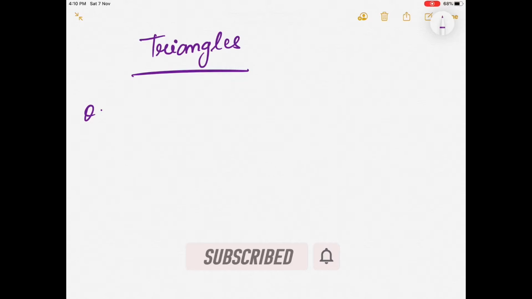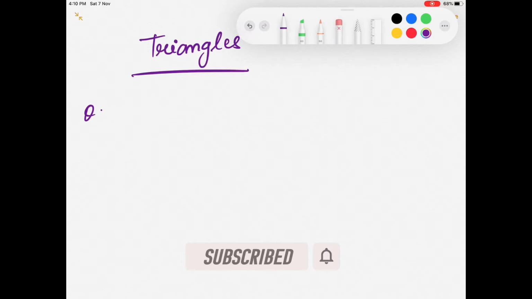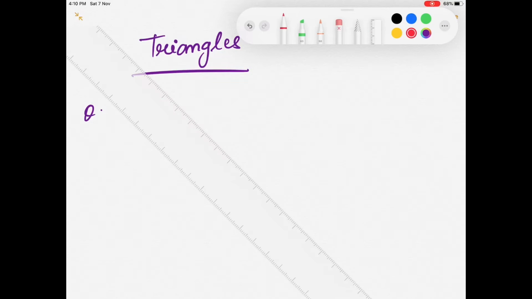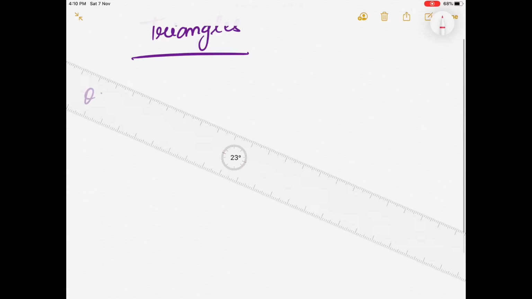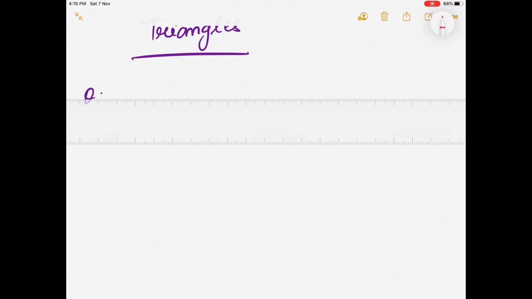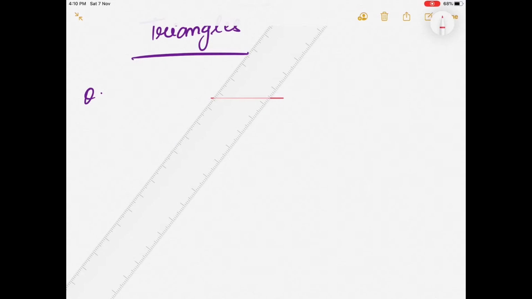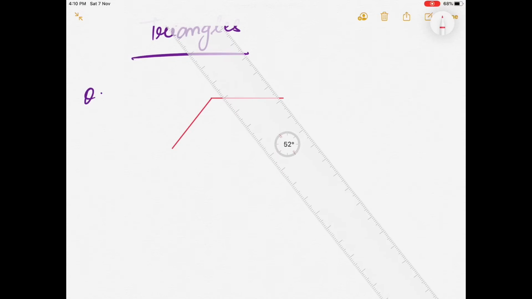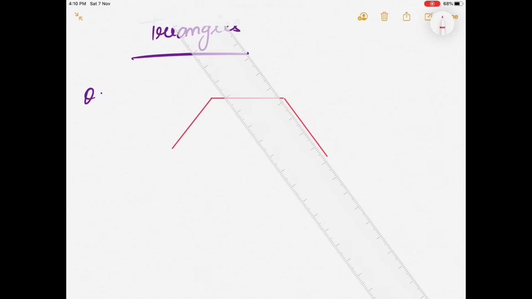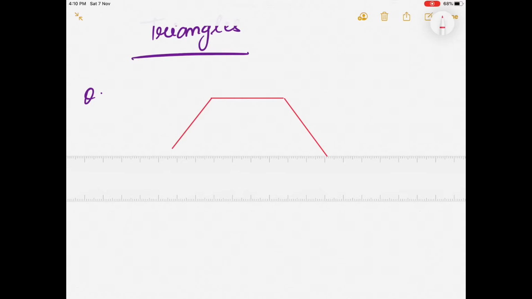Our question is: ABCD is a trapezium. So here we have to first draw a trapezium. In your answer sheets, you have to draw all the figures given in your question paper. You can't solve all the questions by just looking at the figures in your question paper. So you have to draw all the figures to get full marks in your exam. Now this is our trapezium ABCD.